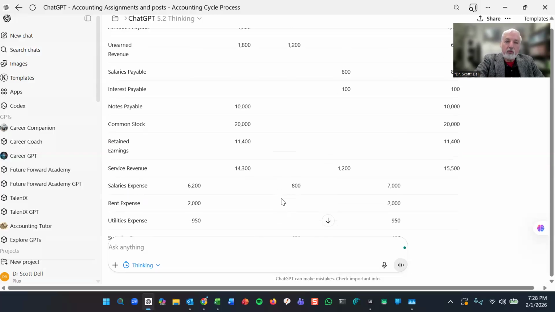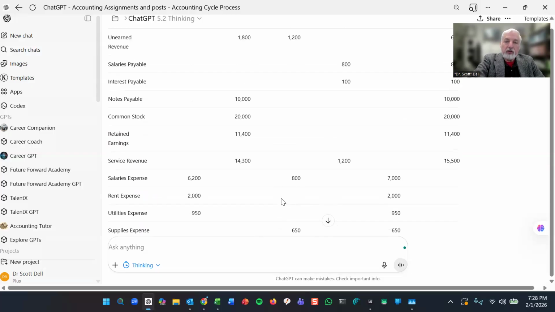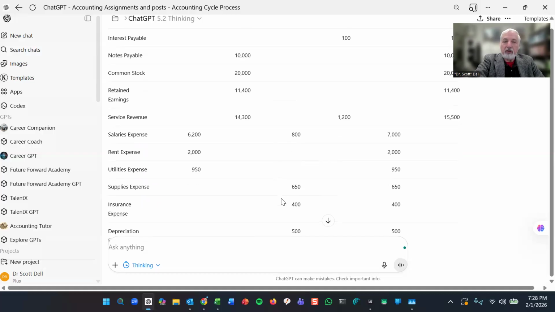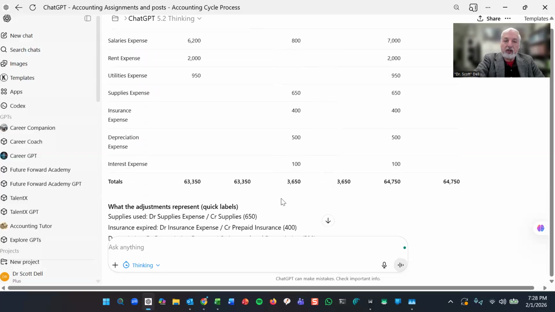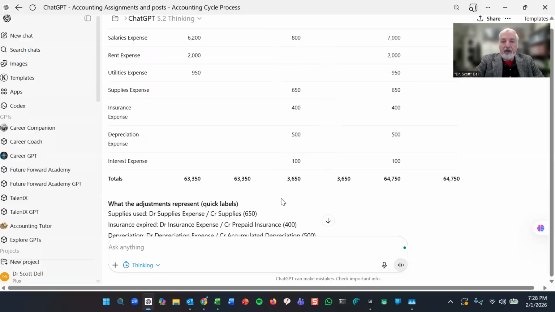We may have to record some wages, some utilities. No adjustments in utilities, but we do have the insurance expense, depreciation expense, and supplies expense adjustment, and the interest expense. All those expenses have a corresponding balance sheet account that's taken care of.